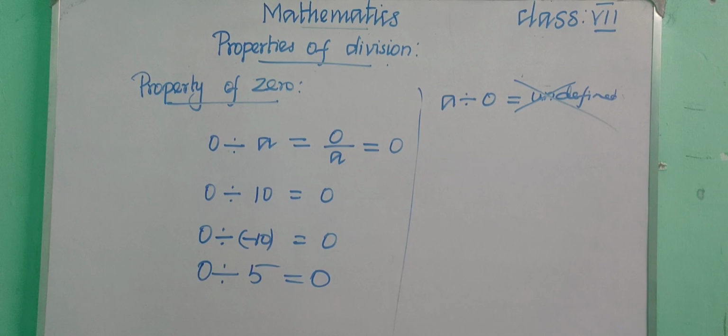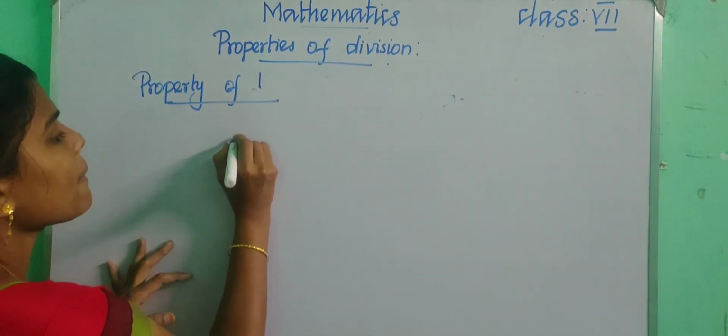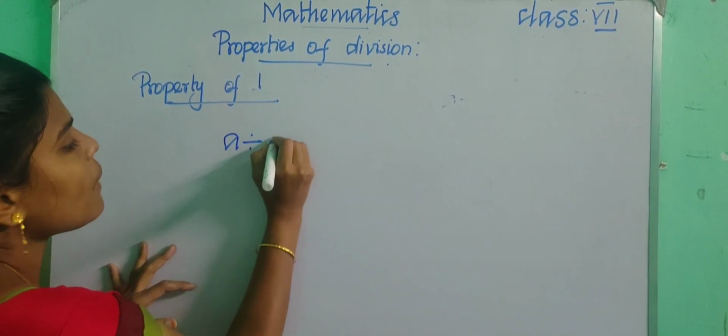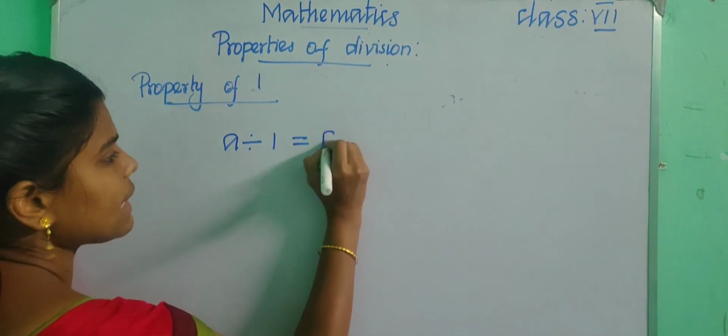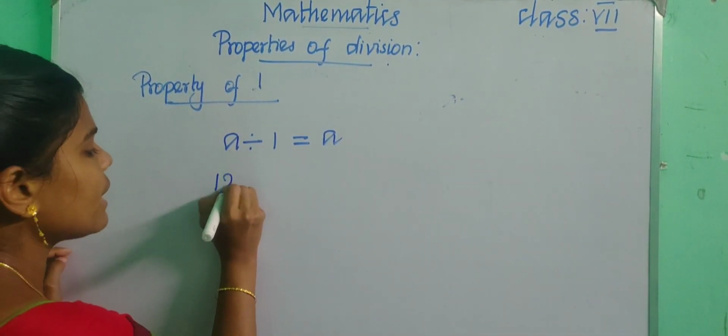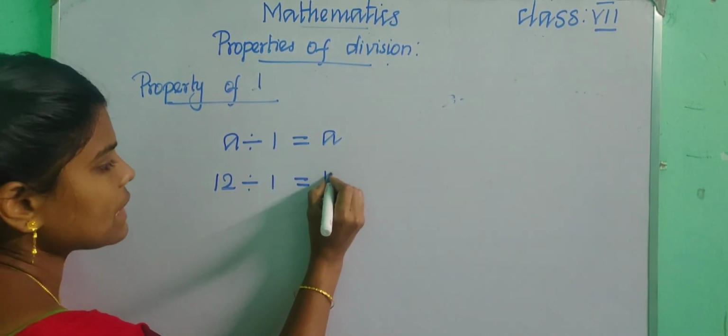And the next is property of 1. Property of 1 means if you divide a by 1, what will you get? A divided by 1, you will get the answer as a. If you divide 12 by 1, what will you get? 12, the same number.